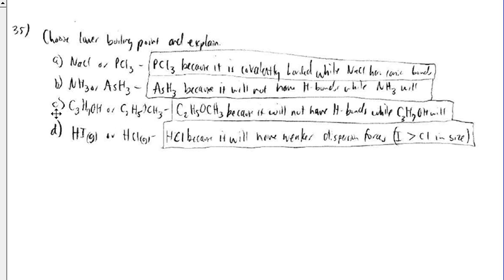If you take a look at part C, the lower boiling point will be the substance with the oxygen in the center of the molecule, not the one with the end hooked to the hydrogen. This first thing can have hydrogen bonding, this second thing cannot. And when you take a look at part D, you're comparing HI to HCl, and HCl should have a lower boiling point. It will have weaker dispersion forces simply because chlorine is smaller than iodine.